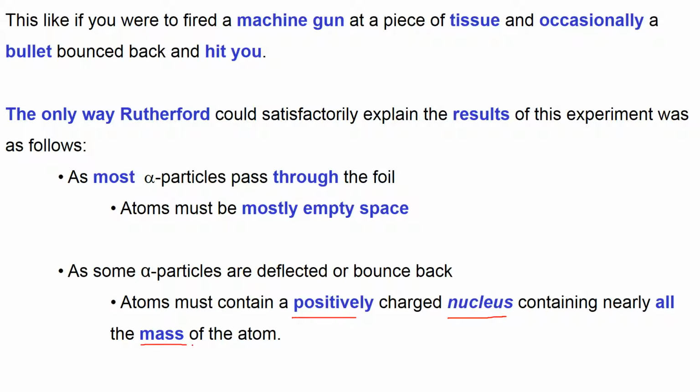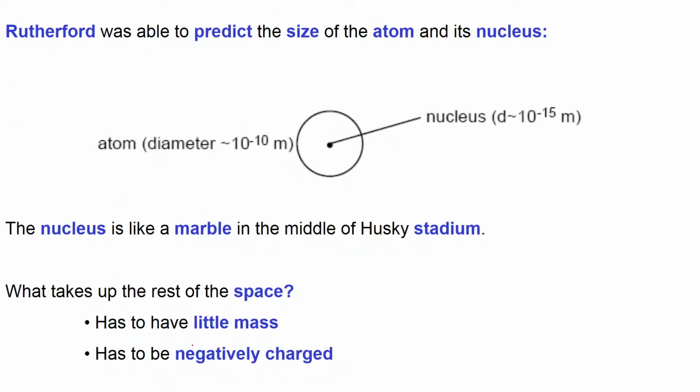And the model that he came up with, the only model that worked, was when we had a tiny little nucleus that is really just 1/100,000th the volume of the atom that contains all of the mass of the atom. But the atom itself has quite a large radius. So he says this nucleus has to be positively charged in order to repel the alpha particles. So you might think of this as being like the nucleus is like a marble in the middle of a football stadium.